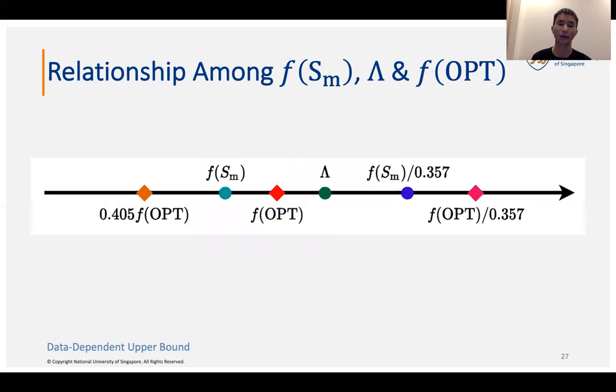Now, we use this figure to help you understand where is the optimal solution, where is our solution value, and where is the upper bound. As you can see, the solution value is between 0.4 and 1 of the optimal. And the upper bound is between 1 optimal and 1 divided by 0.357 optimal.